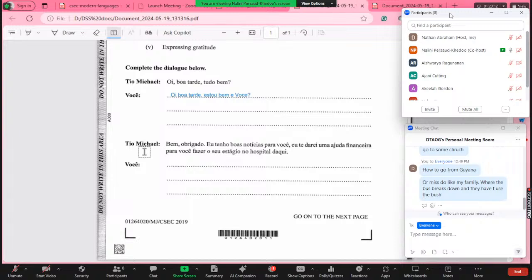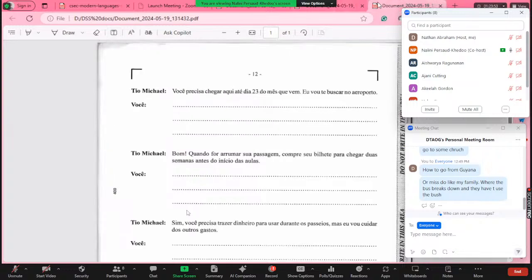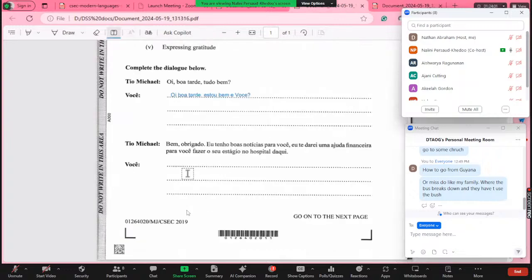Eu tenho boas notícias para você. Para você, eu te darei uma ajuda financeira para você fazer o seu estágio no hospital daqui. What's that about? Is he telling him that he got news about the hospital? He's going to help sponsor him for the hospital. Basically, right? That Uncle Michael is saying, I have good news for you, that I'm going to help finance you to work at a hospital here, or sponsor you to do your internship. All right. So if somebody tells you something like that, how would you respond to that person?